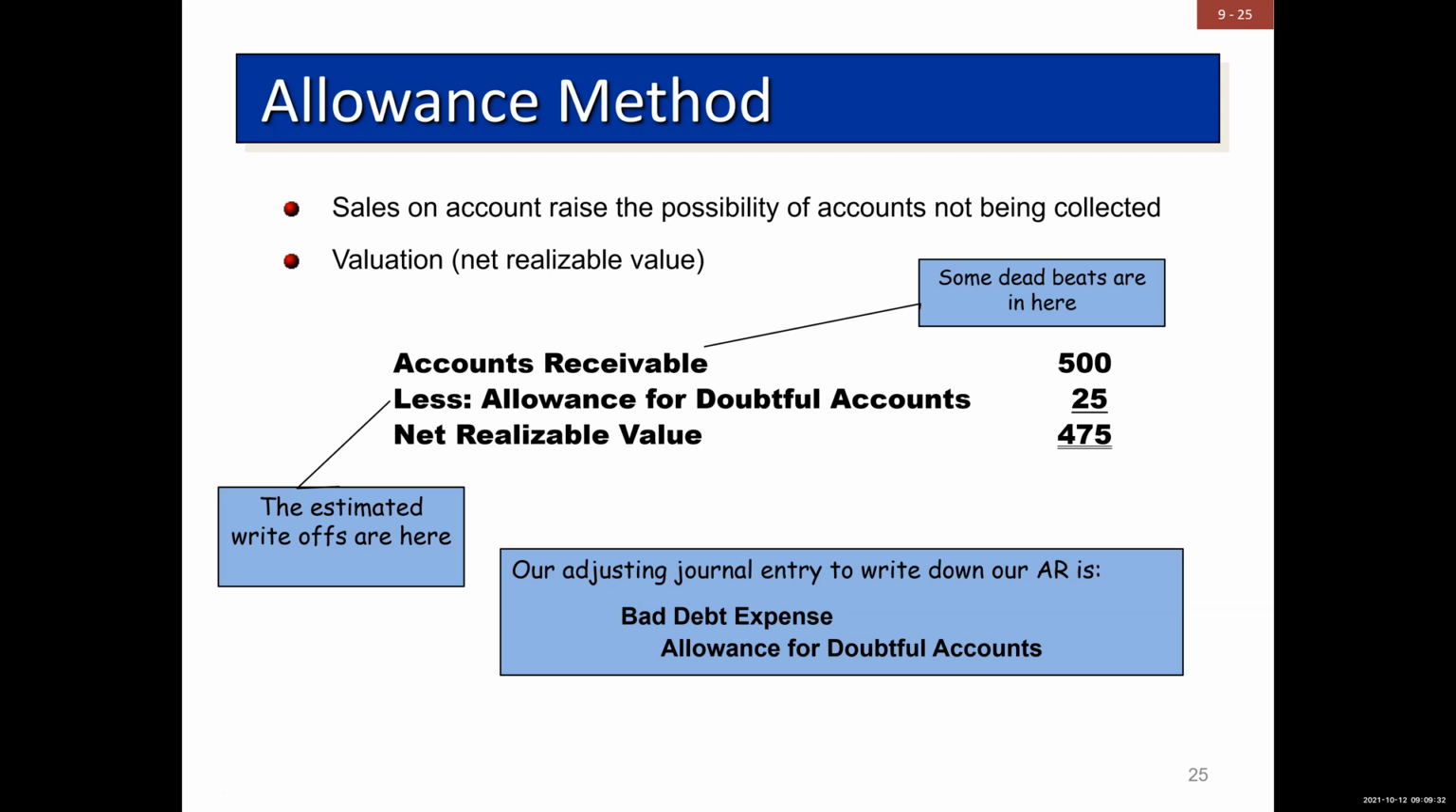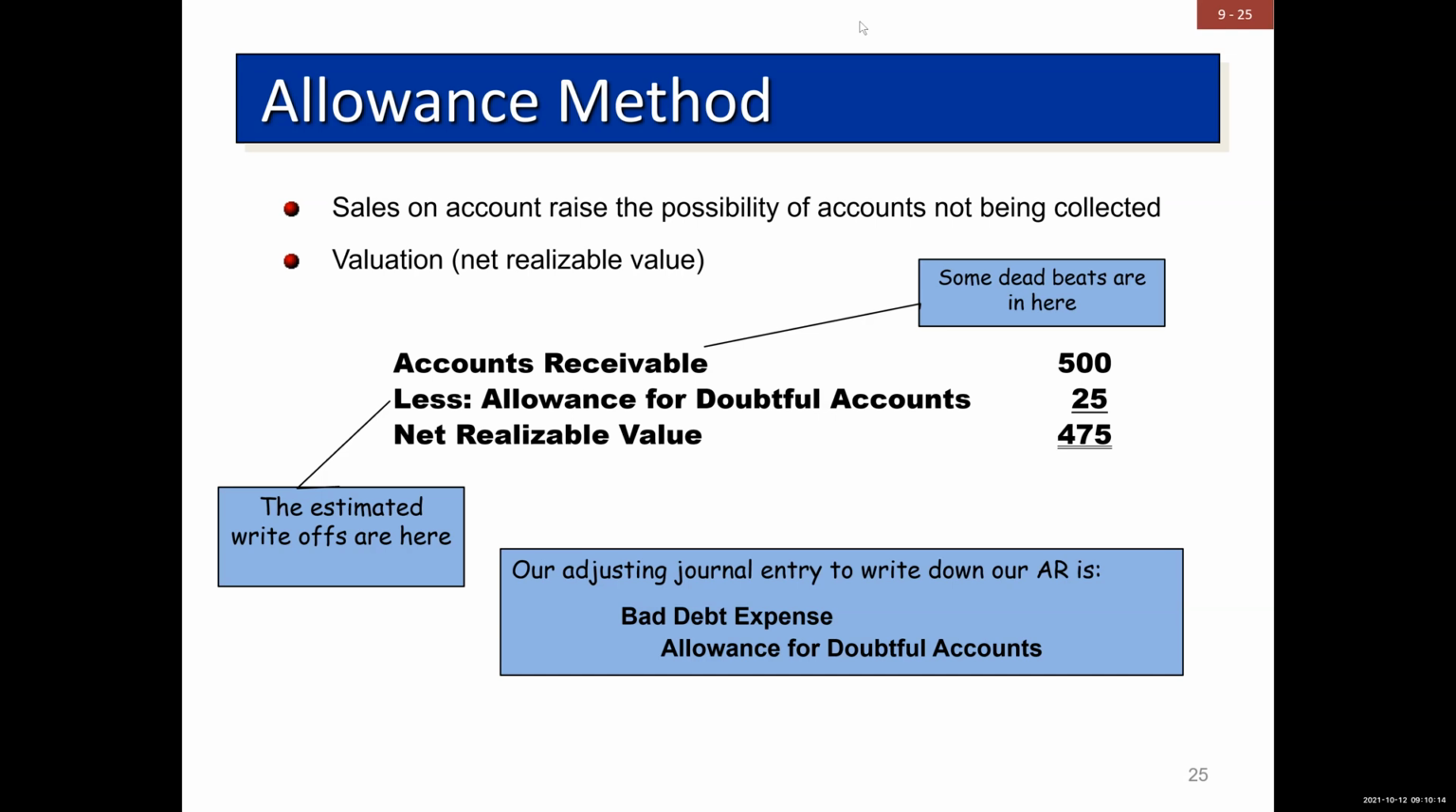Now, we use the allowance method because in the allowance method, we estimate ahead of time how much we think is going to be written off, right? We think that 3% of our credit sales are going to go bad. So we'll find out what that number is, and then we'll have this adjusting journal entry. And it's always this way: debit bad debt expense, credit allowance for doubtful accounts. Okay, so that's what we're going to do in the first one.